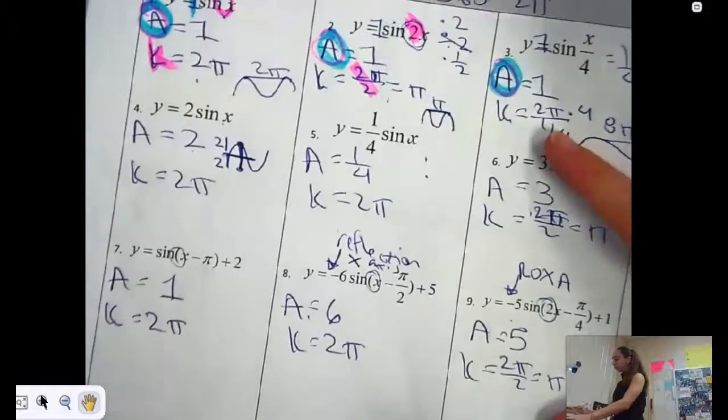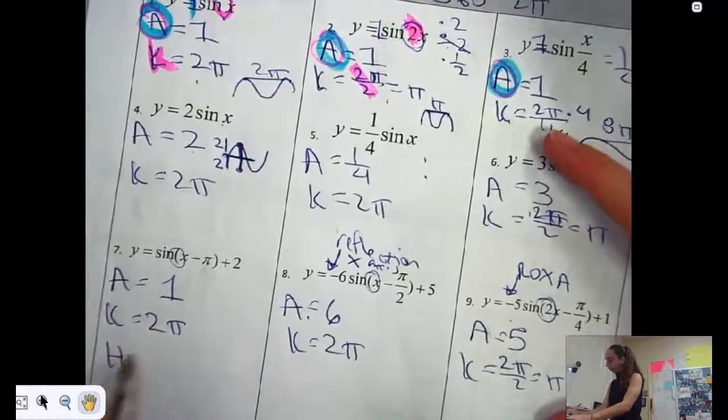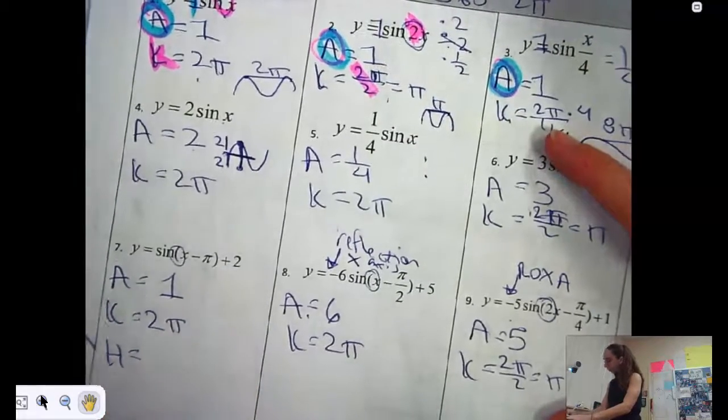Okay? I'm going to do my H next, which is my vertical shift, which means that makes me go up or down.